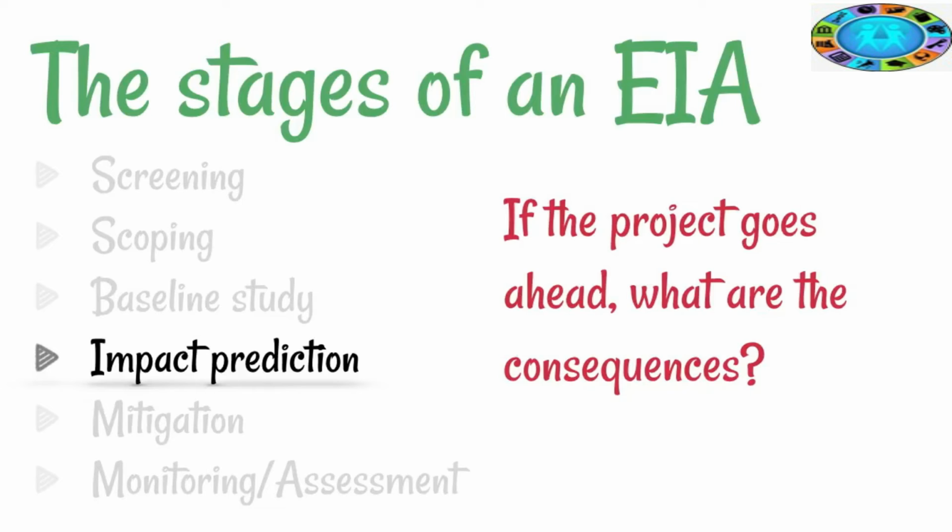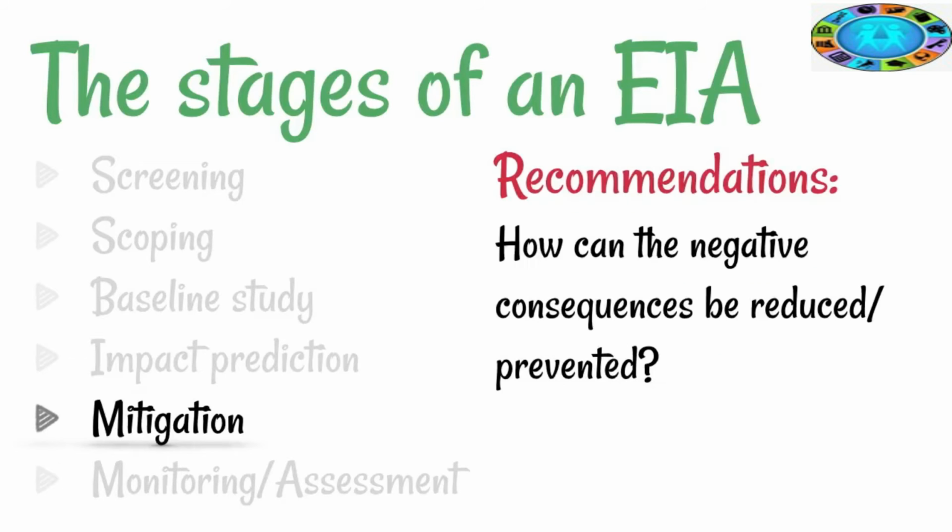And of course, leading on from that is the mitigation. If we've established what the possible negative consequences are, how could they be reduced or how could they be prevented? Also, are there any alternatives? So could we redesign the project slightly so that we could then remove these problems?